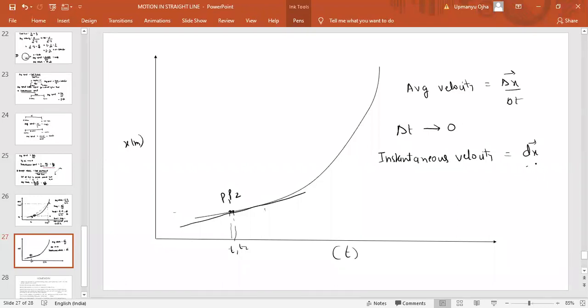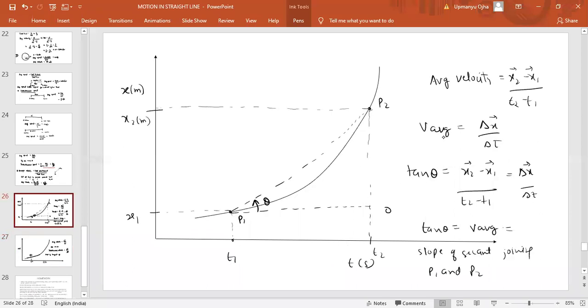It becomes dx by dt. Now if I draw the tangent here, the slope of the tangent will be equal to the instantaneous velocity. Instantaneous velocity is represented by v only. Whenever we have to represent instantaneous velocity, we simply write v. Whenever we have to represent average velocity, we will write v average like this.